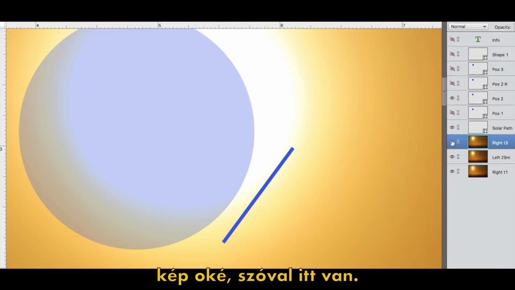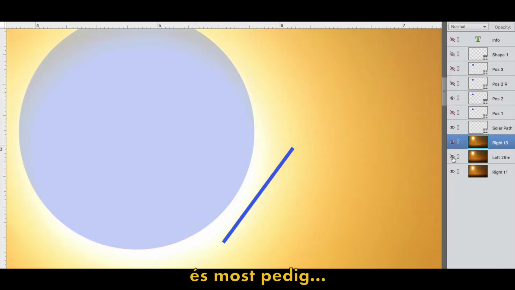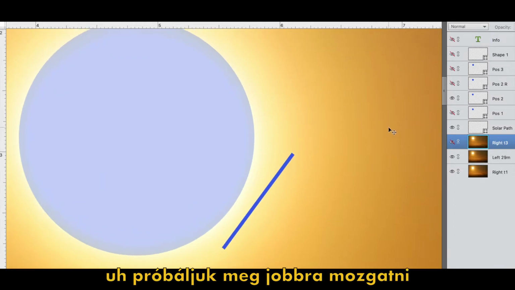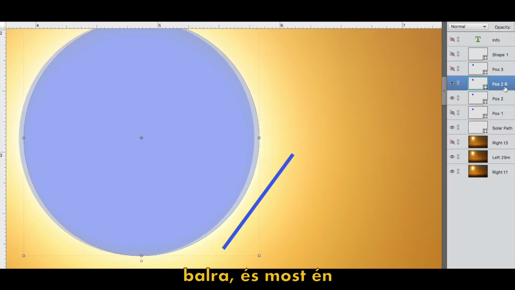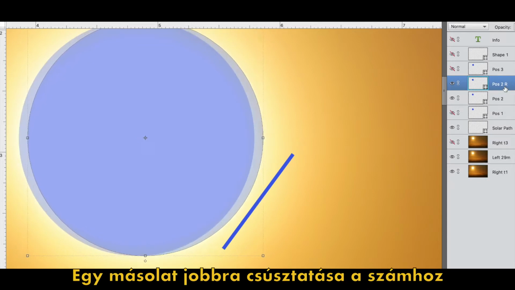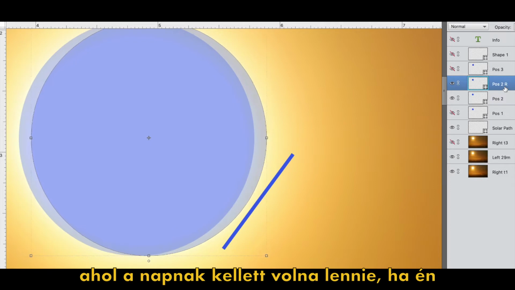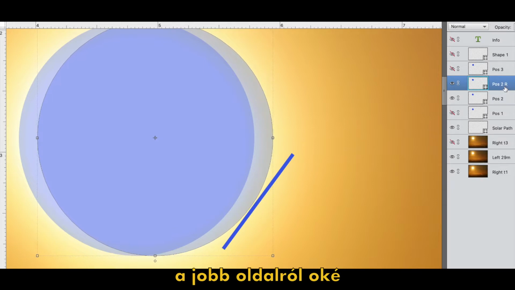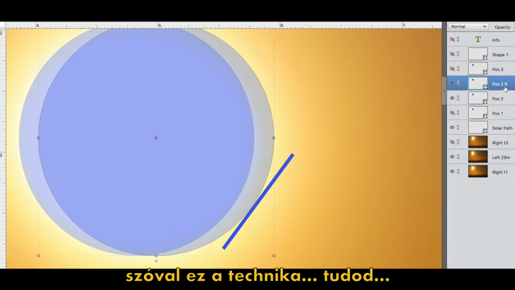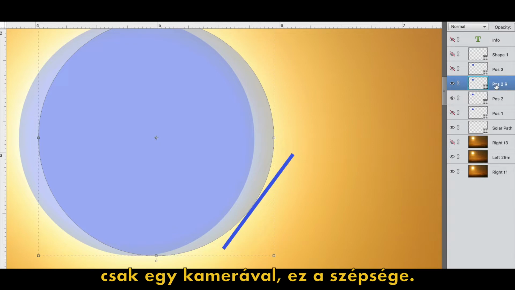Okay, so there it is, and now we're going to try to move it to the right. So let me enable it. Okay, so this is the sun position on the left, and now I'm sliding a copy to the right to figure out where the sun should have been had I taken the photo at the same time from the right side. Okay, so this technique allows us to do this calculation with only one camera. That's the beauty of it.